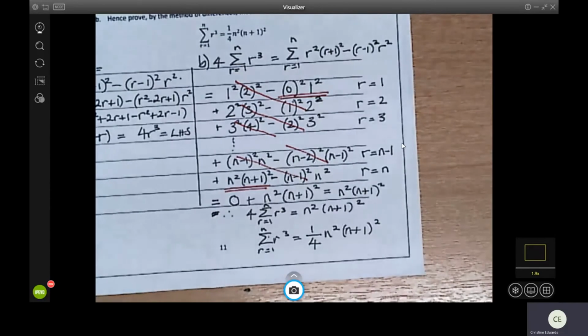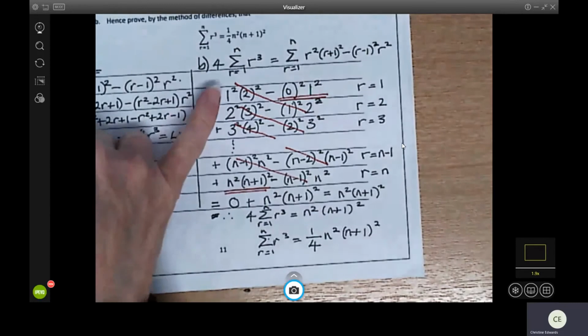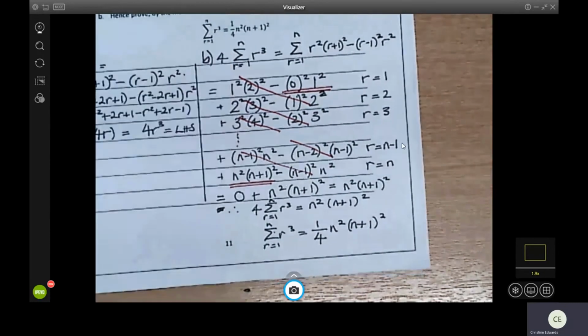So that's your introduction. The following videos will give you some more complex examples, such as fractions or possibly different values on the summation, which you need to be careful with.